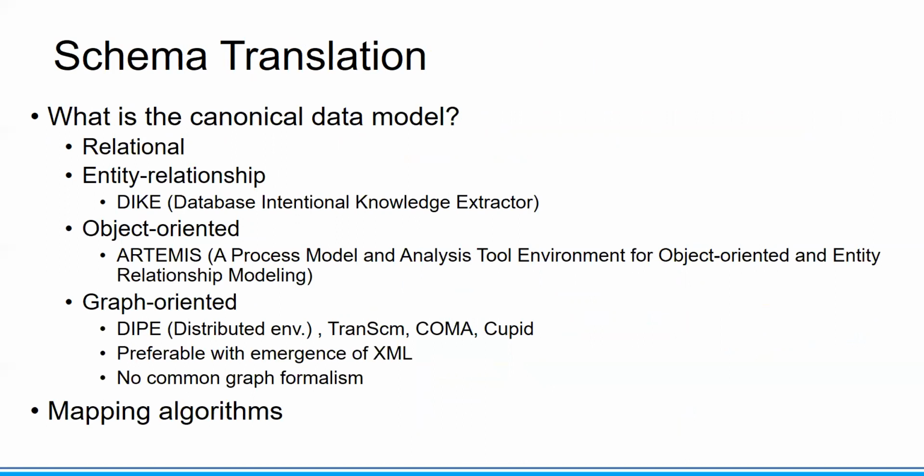First, before we deal with the schema translation, we need to understand what is the canonical data model. The canonical data model means it is a kind of relational. Okay? So if you understand the ERD, the entity relationship diagram, the data model is relational, and usually we use the entity relationship. In the entity relationship diagram, it uses the database intentional knowledge extractor. So we can have the knowledge from the database, and we extract it. So we have the entity relationship after we extract the knowledge.